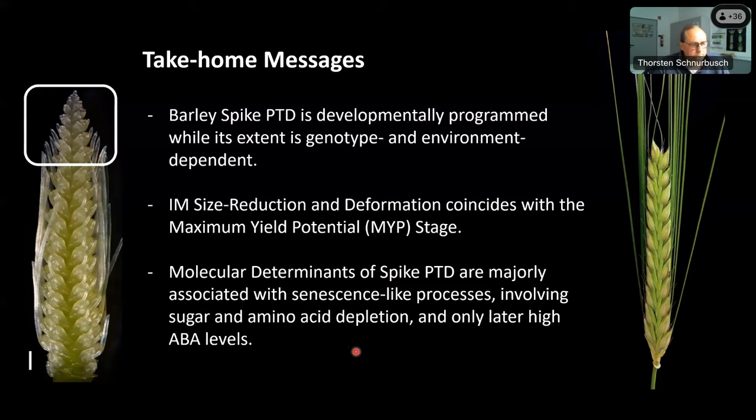And also, at the last point, the molecular determinants of spike PTD are majorly associated with senescence-like processes involving sugar and amino acid depletion, and only in later stages, higher ABA levels. I haven't shown you this data because of time reasons. So these are, in very brief essence, the take-home messages for spike PTD.